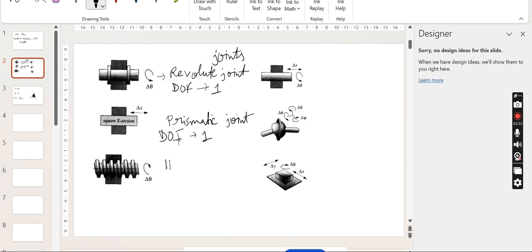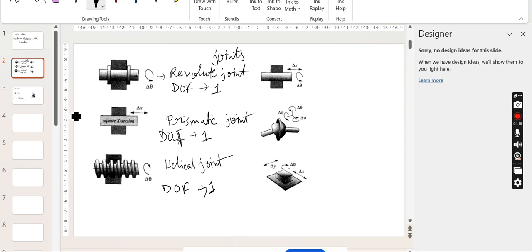This is a helical joint. Basically this and this rotate in the same delta theta direction, but the rotation is different. This revolute joint rotates in the anti-clockwise direction, and this helical joint rotates in the clockwise direction. Also, we can make a helical joint which rotates in the anti-clockwise direction. Whichever the direction, only one independent coordinate is there. So for the helical joint also the degree of freedom is 1.